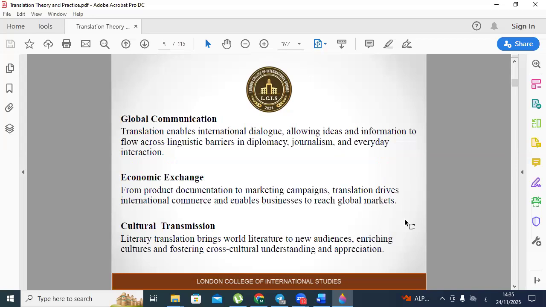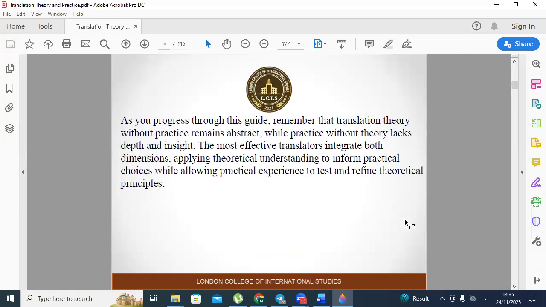Global communication: translation enables international dialogue, allowing ideas and information to flow across linguistic barriers in diplomacy, journalism, and everyday interaction. Economics: from product documentation to marketing campaigns, translation drives international commerce and enables businesses to reach global markets. Cultural transmission: literary translation brings world literature to new audiences, enriching cultures and fostering cross-cultural understanding and appreciation.